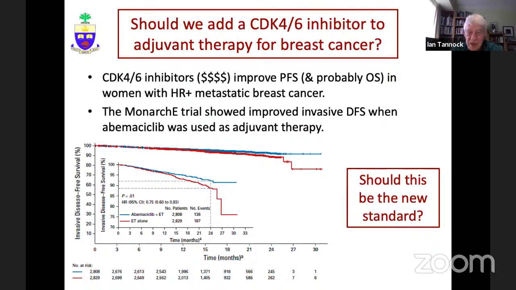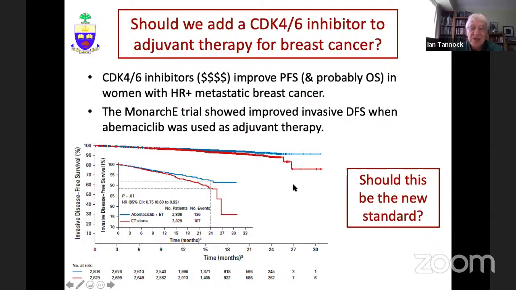And now we're seeing trials, and the first one was published recently in the New England Journal, the Monarch trial, showed improved invasive disease-free survival. So this is the recurrence of invasive disease for women with early breast cancer when abemaciclib was used as adjuvant therapy. And those are the curves. Now, it looks impressive if you look to the end of those curves, but of course, the end of the curves, if you look underneath, are defined by an incredibly small number of patients. And it's a small effect that is actually shown enlarged in the inset.